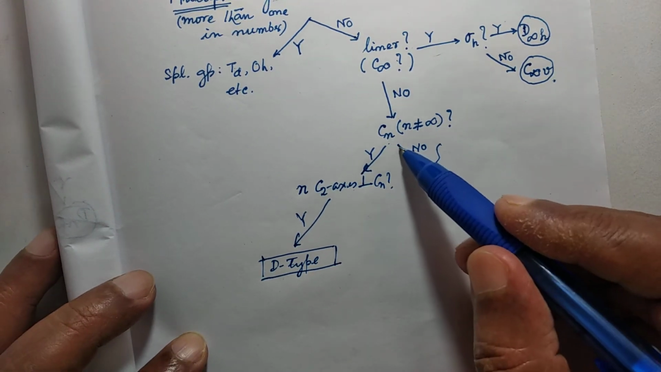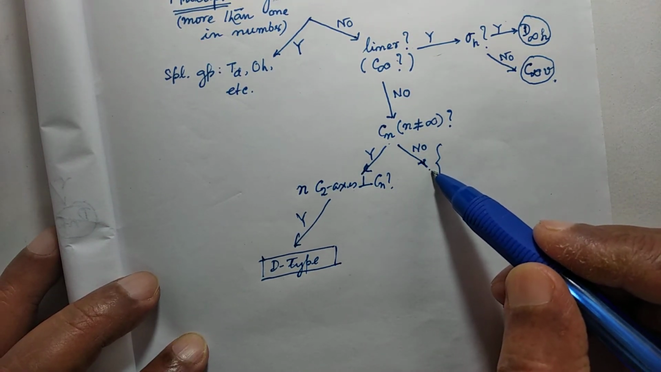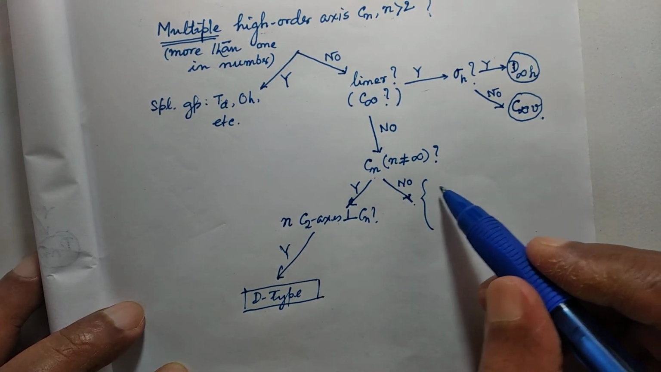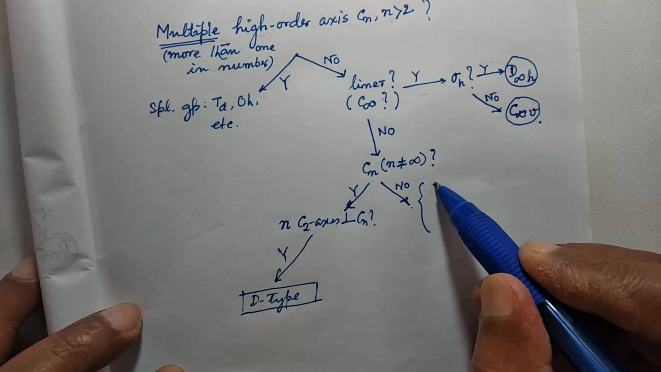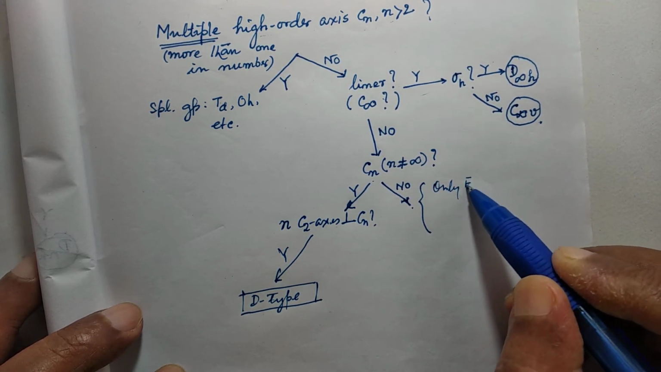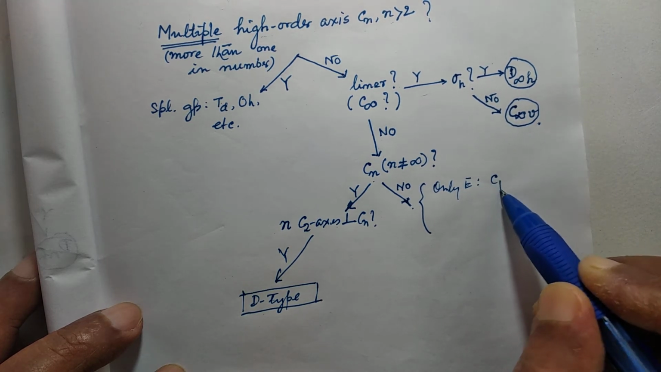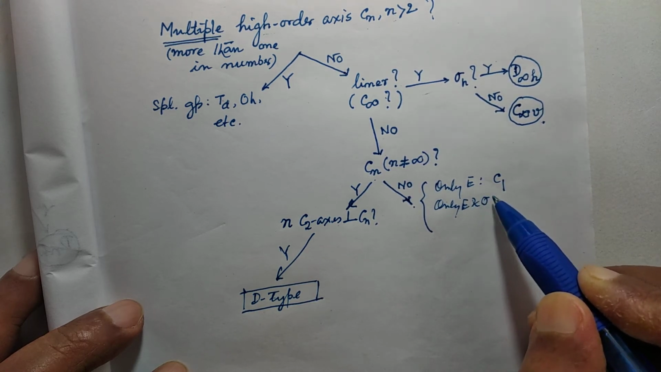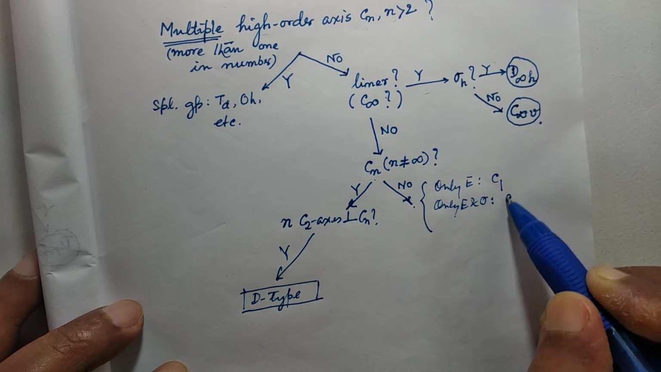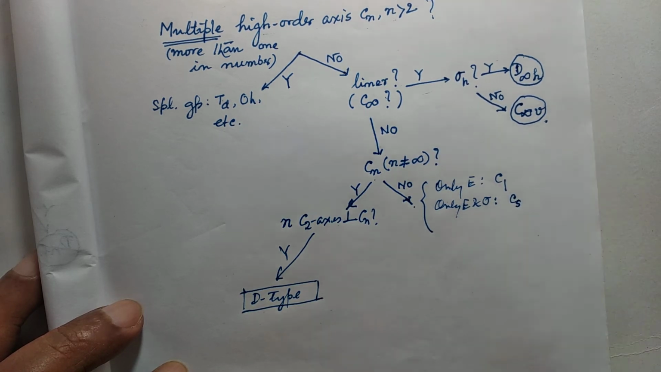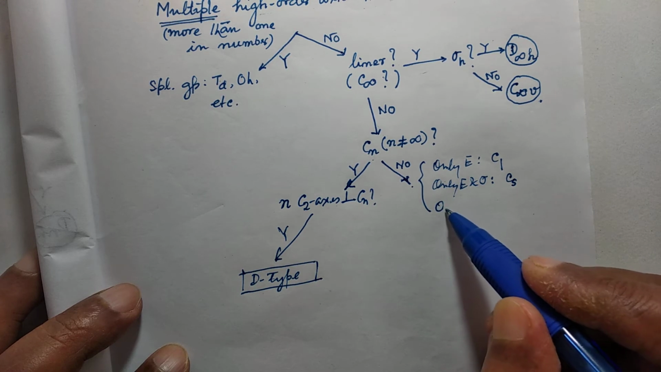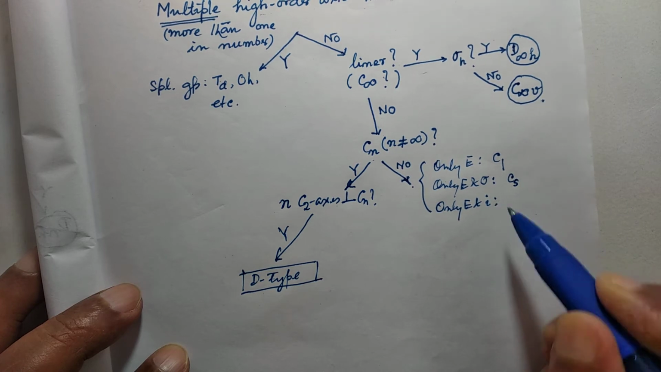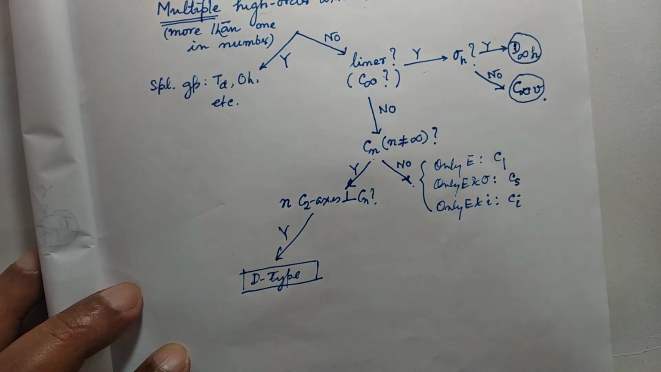And here, if the answer is no, there may be three possible cases. The object may have only identity. The point group is then C1. It may have only identity and a reflection symmetry. The point group is Cs. And it may have only E and an inversion center. Then the point group is Ci.